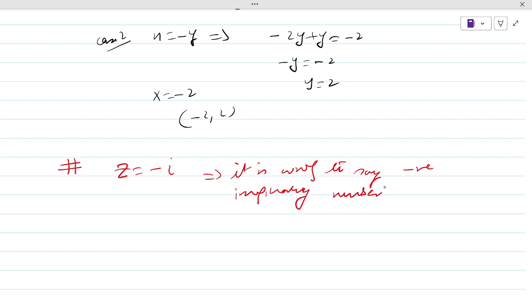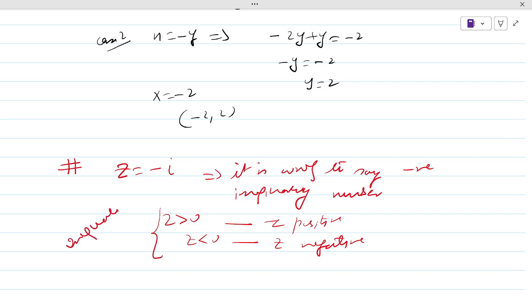Why is it wrong to say negative imaginary number? Because inequality is not defined for complex numbers. Positive or negative means what? If someone says z is greater than 0, that means z is positive. If z is less than 0, we say z is negative. But the problem is that this is not defined. Inequality is not defined in complex numbers.